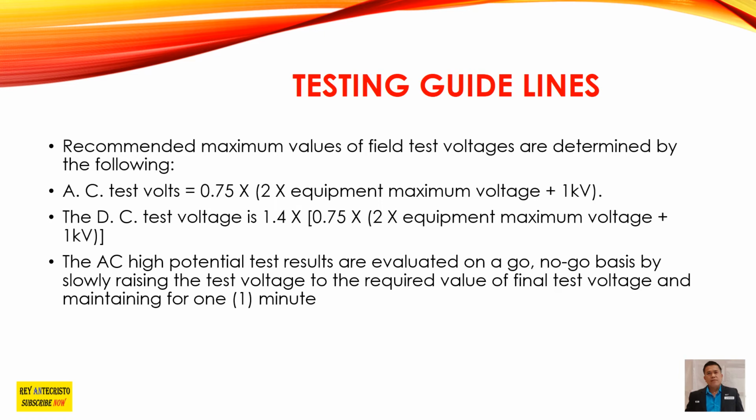So ngayon pag talagang tinotal natin, resulta nito yun: AC test 0.75 times (2 times equipment maximum voltage). Let's say kung 20 kV plus mo 1 kV times mo ng 0.75. So that's the result. Okay?